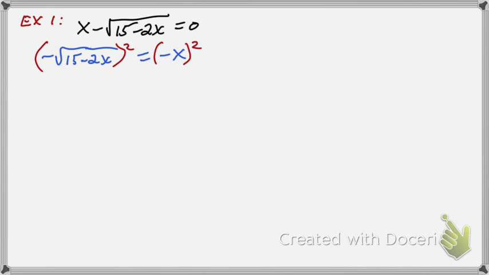Based on that concept we just looked at, on the left-hand side, minus the square root of 15 minus 2x times itself is just going to give me 15 minus 2x, which is what I wanted. Minus x times minus x is going to give me x squared. Things just got a whole lot simpler.